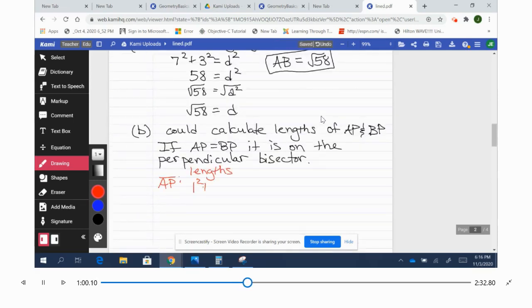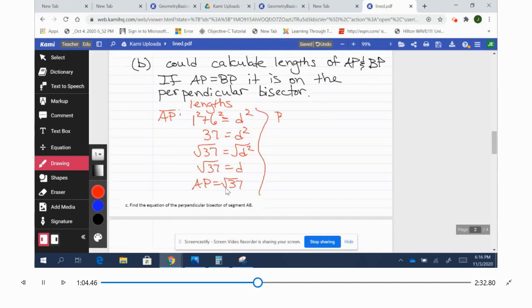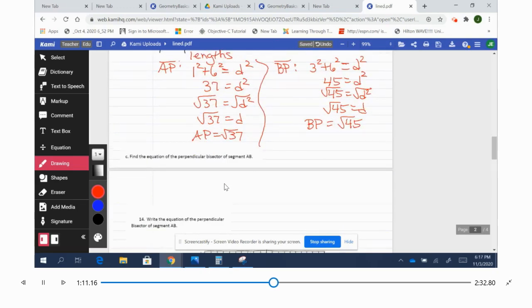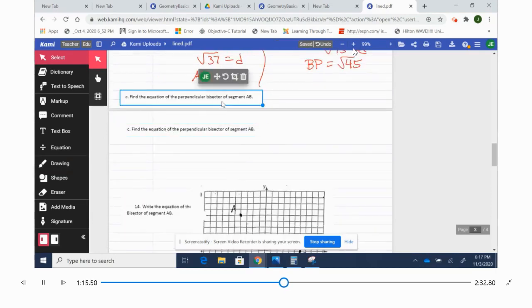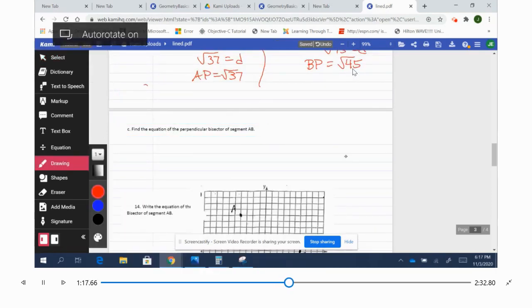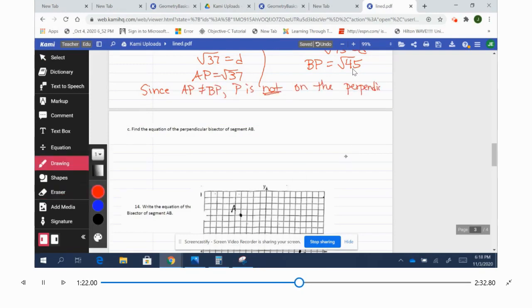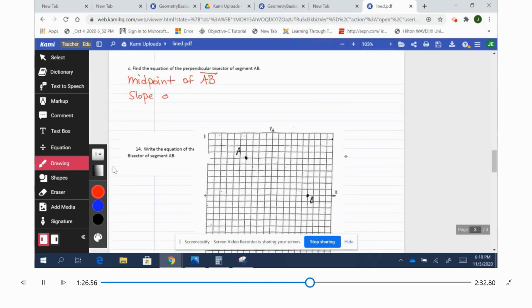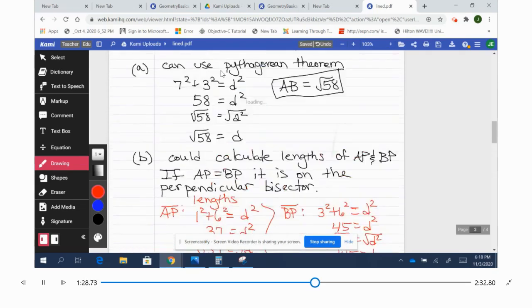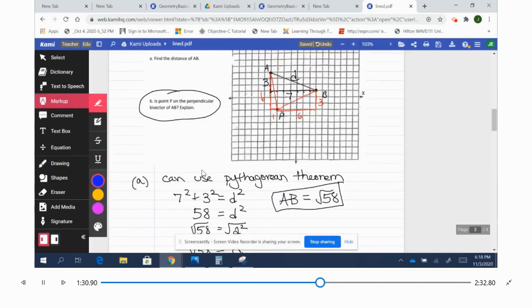So I'm getting the length of both AP and PB. Square root of 37, you don't have to give me a decimal for that. I just know they're different, and that's all that matters, okay? So since AP's length is square root of 37, BP's length is square root of 45, they're different. So P's not on the perpendicular bisector of AB. Okay, last question, or last part of question 13.